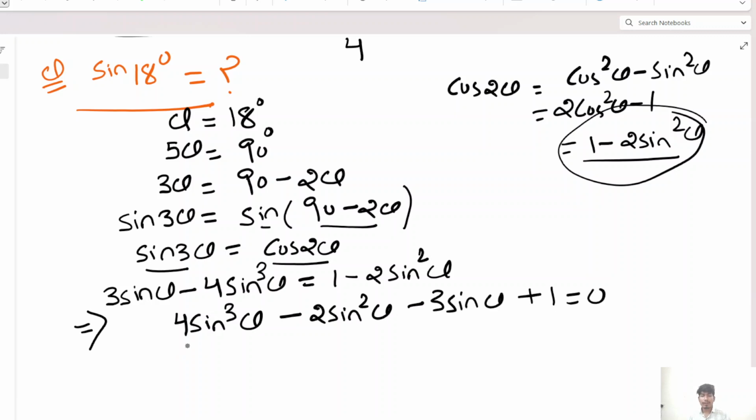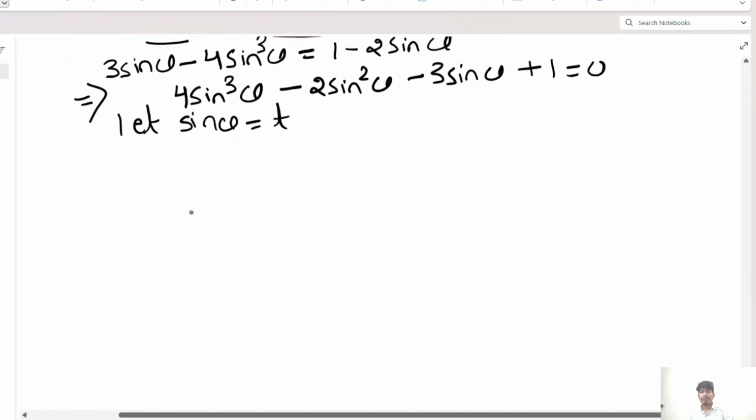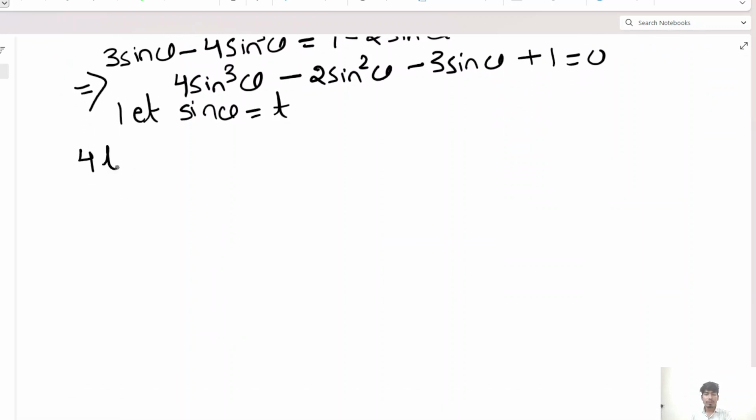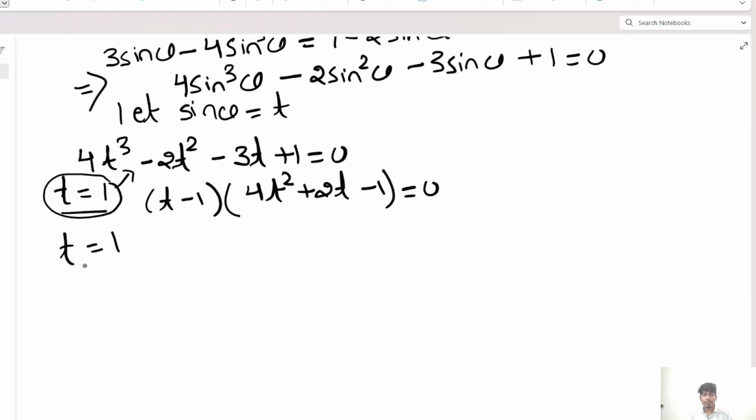Let sine theta be t. Then solve the equation: 4t cube minus 2t square minus 3t plus 1 equal to 0. t minus 1 is a factor of this, since t equal to 1 satisfies it. Dividing by t minus 1, we get 4t square plus 2t minus 1. One root is t equal to 1.